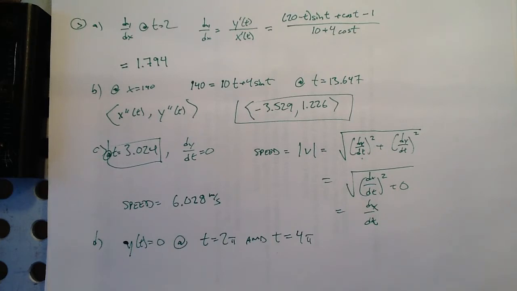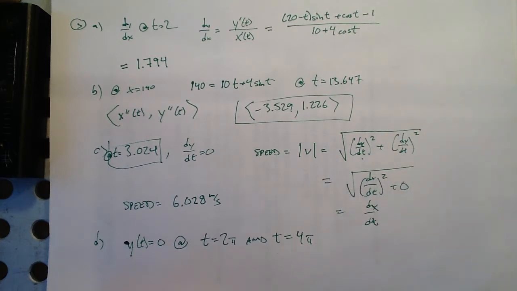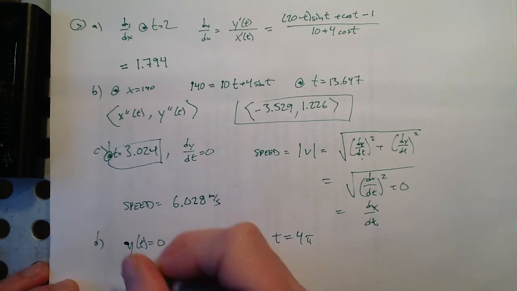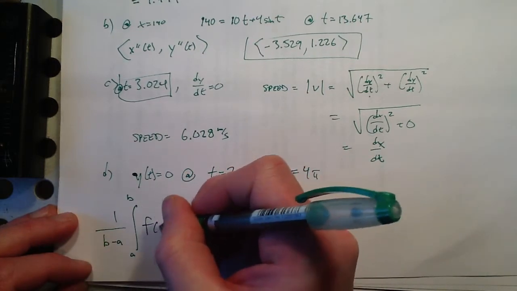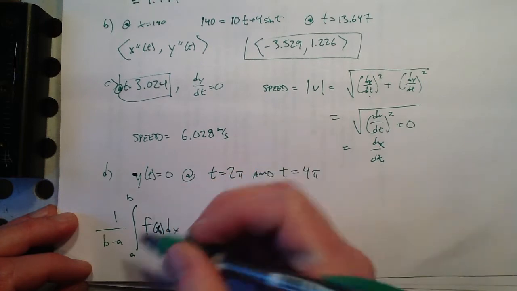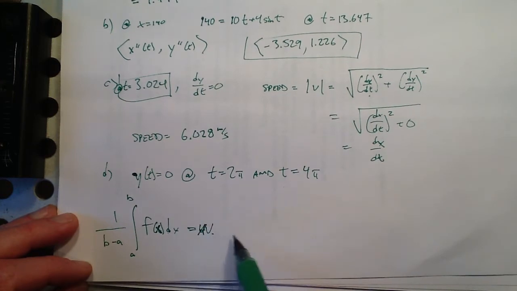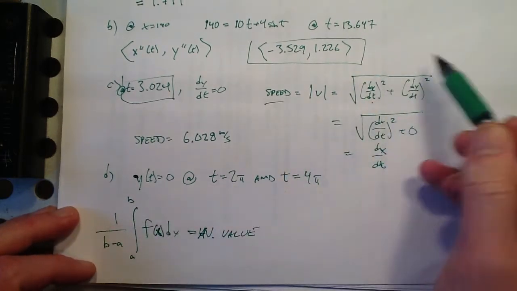And what else do they want to know? Find an expression that gives the average speed. Well, this right here is an expression for the speed, right? So how do you find the average value of something? Well, that's the average value of a function, right? To do that, remember, average value of a function is equal to the integral from a to b of f of x, divided by how wide the interval is. That's the average value of whatever. And if we want the average value of speed, that means I have to do this with this.